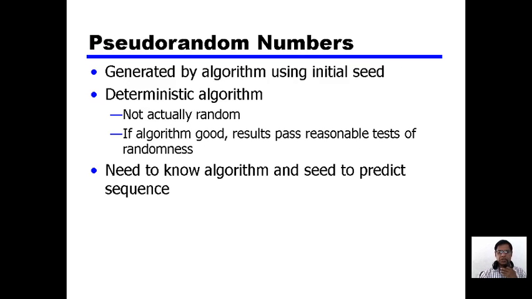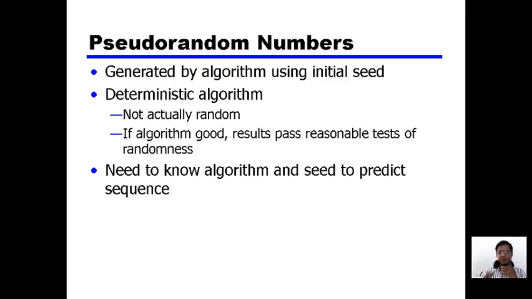Pseudo random noise, pseudo random numbers. Pseudo noise is generated by an algorithm using an initial seed. So it is generated by giving some technique, some mechanism to the signals. Some algorithm will be given so that the pseudo noise can be minimized. It is a deterministic algorithm, specified for that particular purpose. It is not actually random. If the algorithm is good, results pass reasonable tests of randomness.